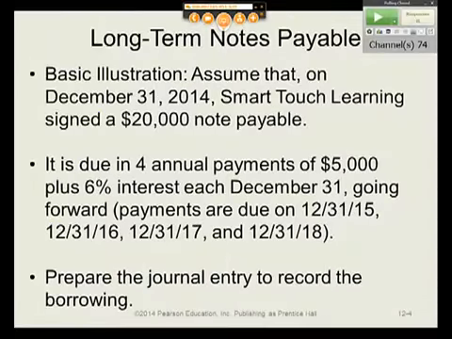So let's review a very simple illustration. Let's assume that we have Smart Touch Learning, once again, borrows $20,000. We now have the payment, and you have to watch the wording on these. And I know at least one person asked me questions about this chapter during office hours, and we need to think about some of the language. It says that it is due in 4 annual payments of $5,000 plus interest.